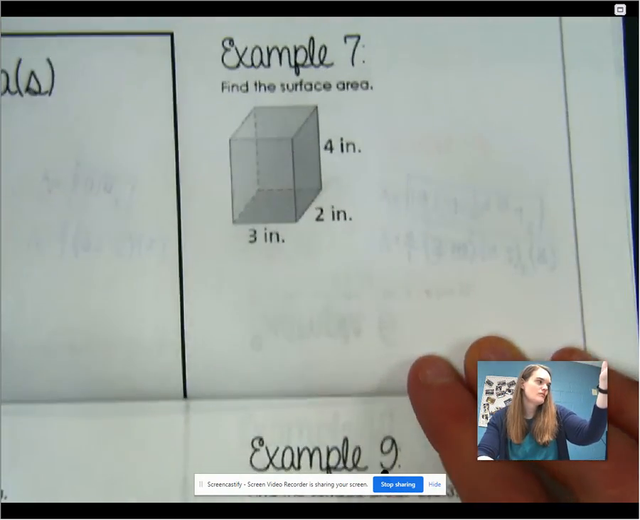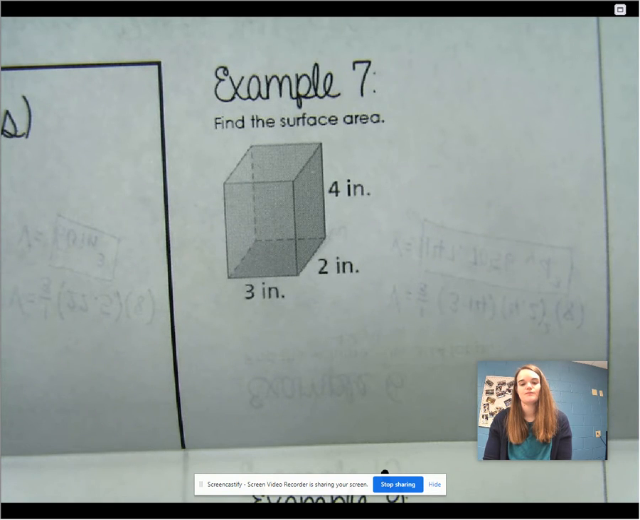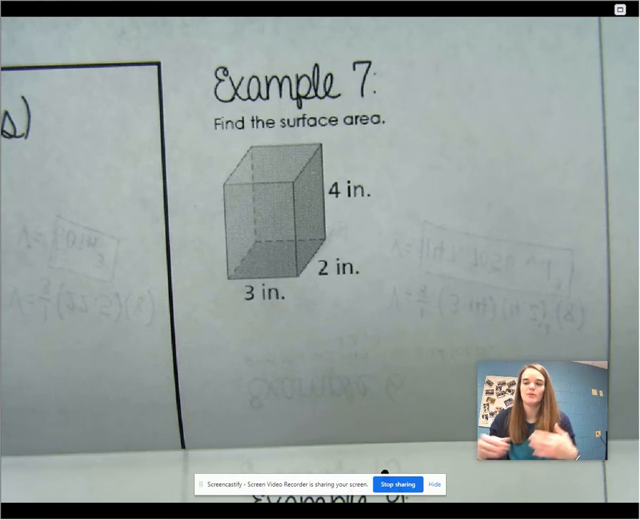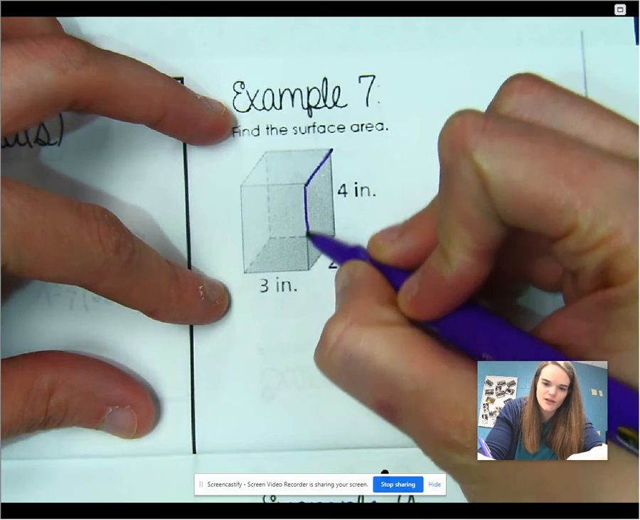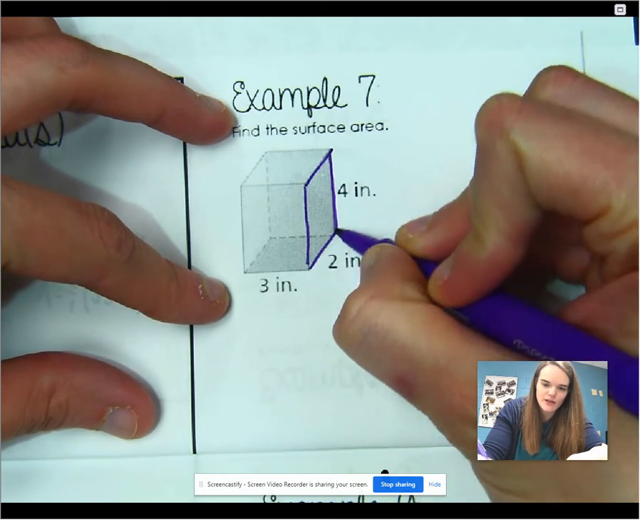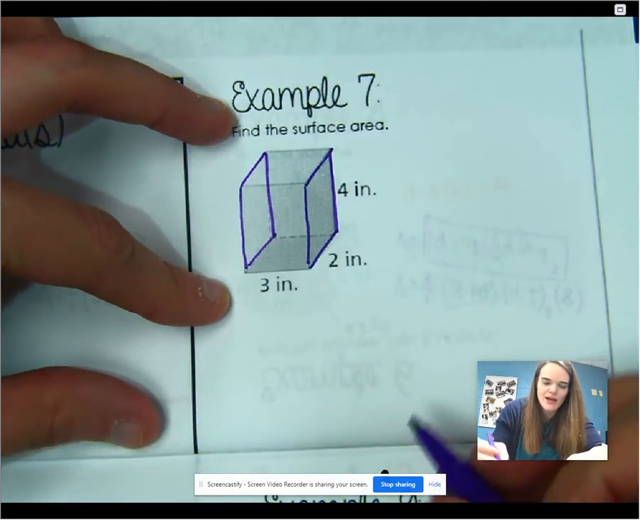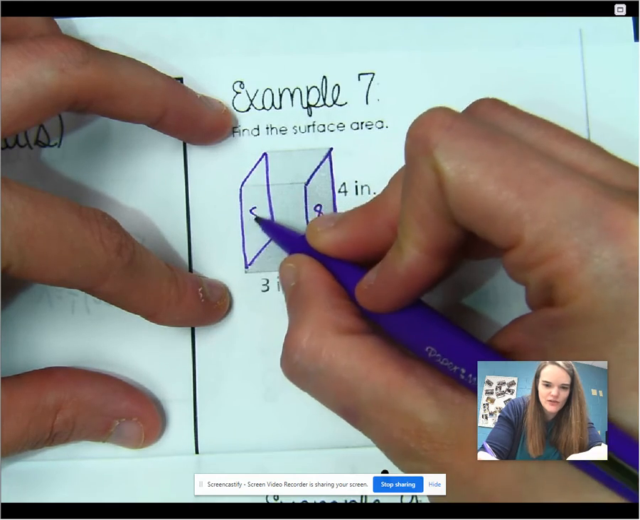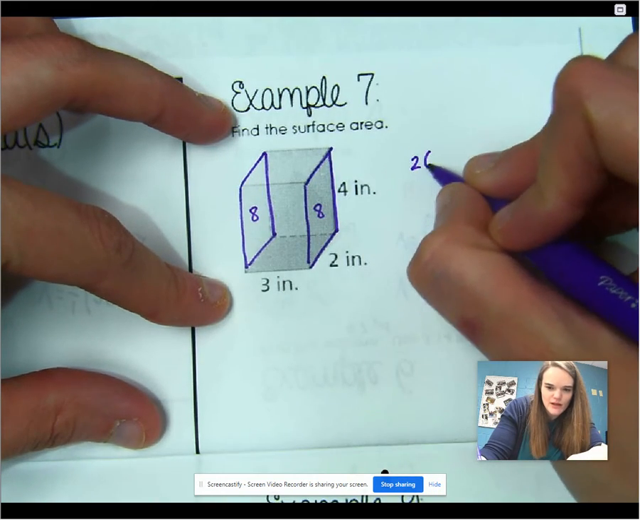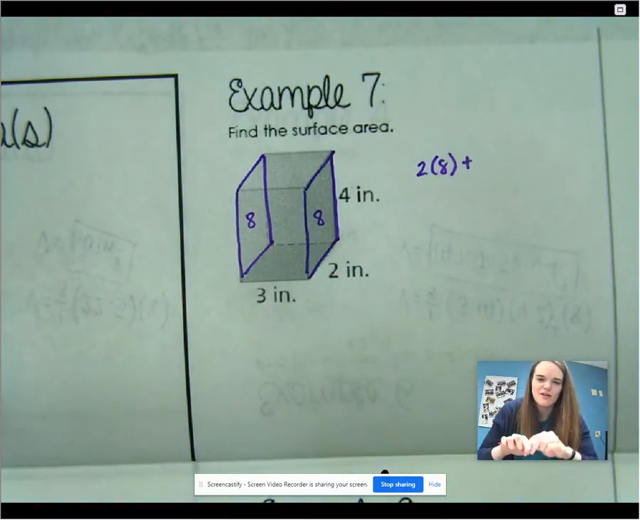So let's talk about how to find the area for number 7, and then we will actually talk about the formula. For number 7, I need the area of each piece. Here is one piece. There's actually 2 of them. So these 2 are the same. And those are 4 by 2. 4 by 2 is 8. So I have 2 8s.